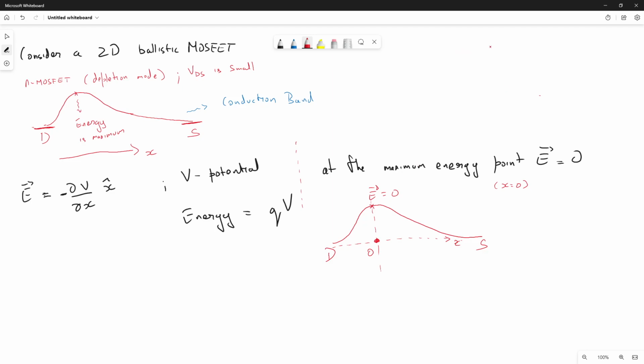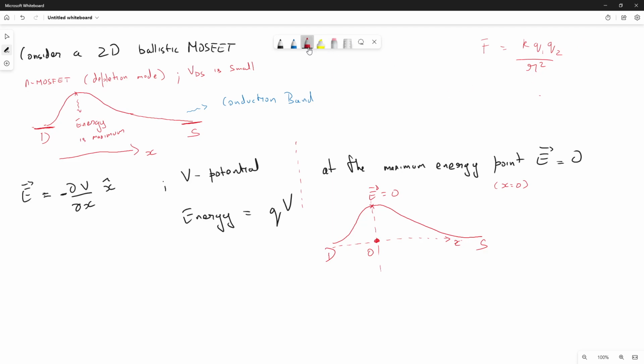See, remember your Coulomb's law. F is K Q1 Q2 upon R squared, where K is 1 upon 4 pi epsilon naught, R12 squared, correct? Or R21 squared, however you write it. Square is there, so it doesn't matter. But let us be precise. Let us write it as R21 squared.